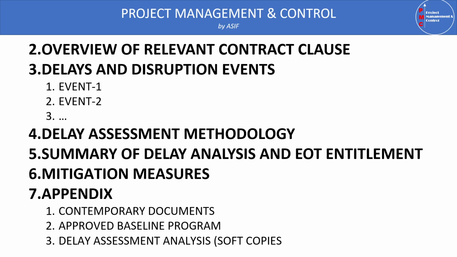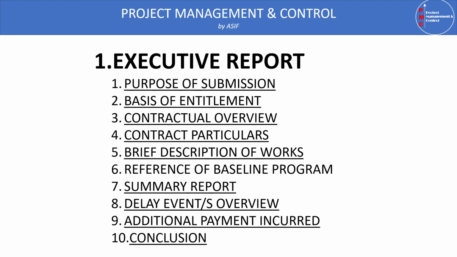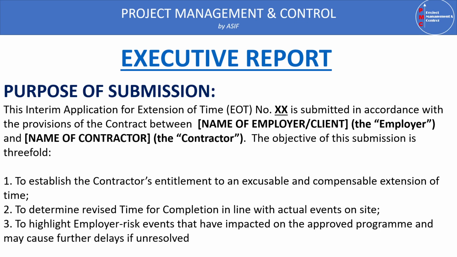Number two is the approved baseline program. We have to provide the program in both PDF and XER file for the engineers' easy reference. Number three is the delay assessment analysis. We have to provide both PDF and XER files of our delay analysis methodology. So these are the minimum requirements of the claim. This video is limited only to the executive report, which we saw has 10 contents. So we'll see these 10 contents in a little bit of detail.